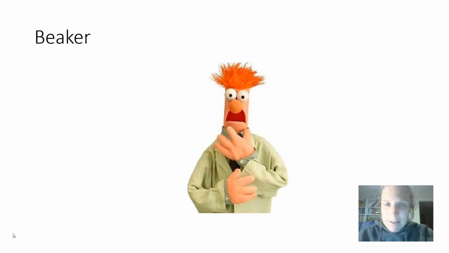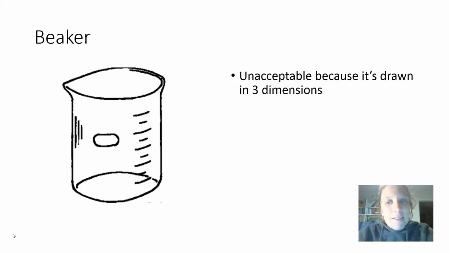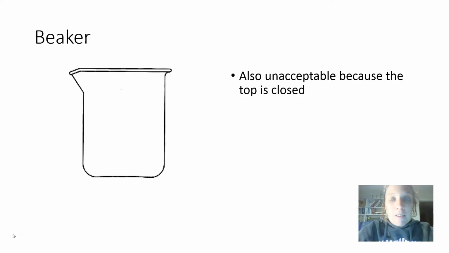All right, let's take a look at an example of a beaker. This is an unacceptable drawing of a beaker because it's drawn in 3 dimensions. It's trying to show you the depth of the beaker, and we don't need to do that. So this diagram, while it's excellent, is not acceptable. So don't try to draw like this. This is also unacceptable. Now, this diagram is in 2 dimensions, which is good, but its top is closed, and that's not okay. So that's what makes this one unacceptable.